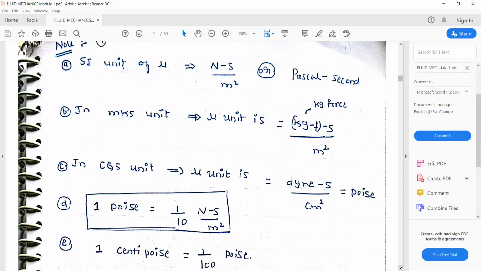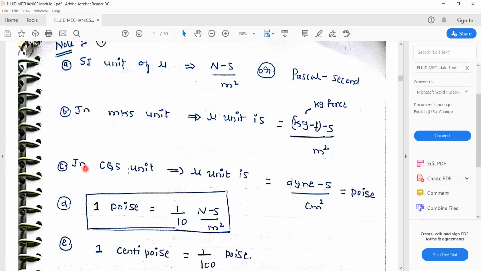Actually, in MKS unit, we write force unit as kg force. In SI unit we write force unit as Newton, and in MKS unit as kg force. So in place of Newton we are writing kg force second per meter square. One more is there, that is CGS unit. In CGS unit, mu unit is dyne second per centimeter square.